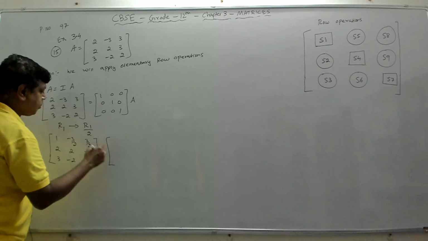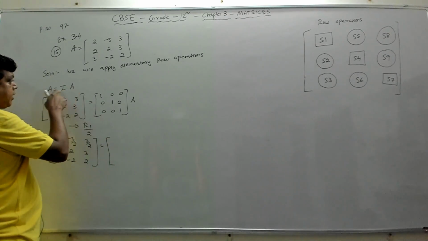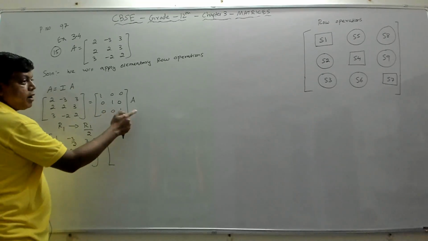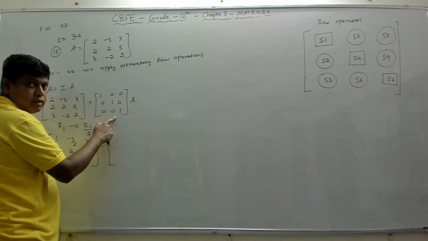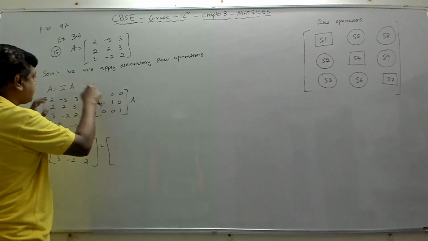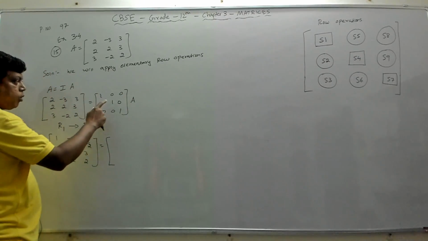Equal to, again when you are applying the row operation in a matrix equation, here we have applied the row operation. When you have two matrices, you should apply it only to the first matrix. Nothing should be done to the second matrix. That's why I am writing A as it is. I am not even substituting for A. So you have to apply this operation only to this.